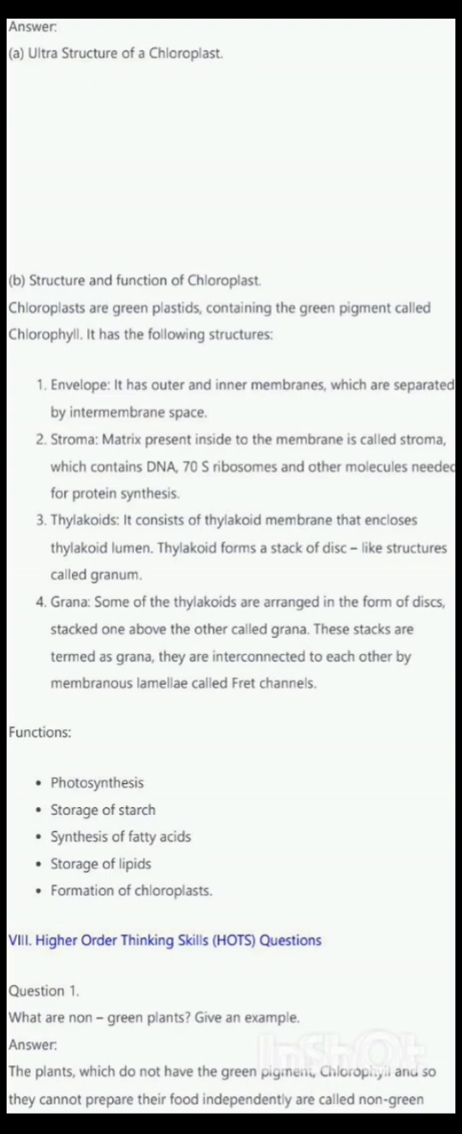Functions. Photosynthesis. Storage of starch. Synthesis of fatty acids. Storage of lipids. Formation of chloroplasts.